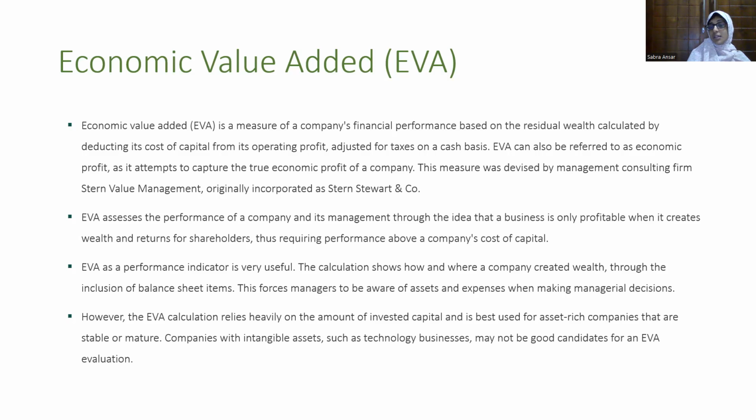It was devised by a management consulting firm called Stern Value Management, which was originally incorporated as Stern Stewart and Company. EVA assesses the performance of a company and its management through the idea that the business is only profitable when it creates wealth and return for shareholders. So it requires performance which is above the company's cost of capital. EVA as a performance indicator is very useful because it shows where a company created wealth, and through the inclusion of balance sheet items, it forces management to be aware of the assets and the expenses when making managerial decisions. However, what are the limitations of EVA?